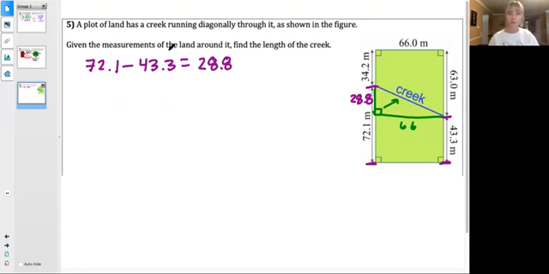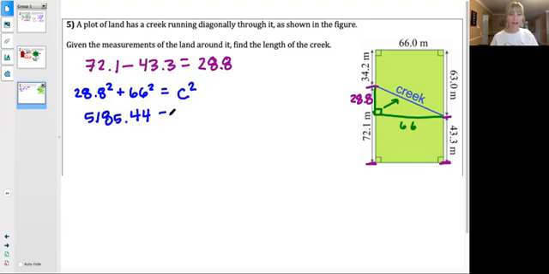So here I go. a squared, 28.8 squared, plus b squared, that was 66 squared, the other leg, equals c, not only for hypotenuse, but c for creek right now. But it is the hypotenuse, so make sure it's the biggest one over here by itself. Type in your calculator 28.8 squared plus 66 squared, and that will give you this value, 5,185.44. That is how big the hypotenuse squared is.